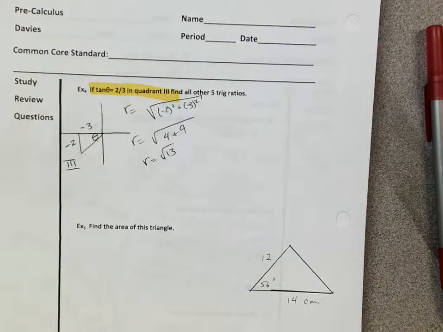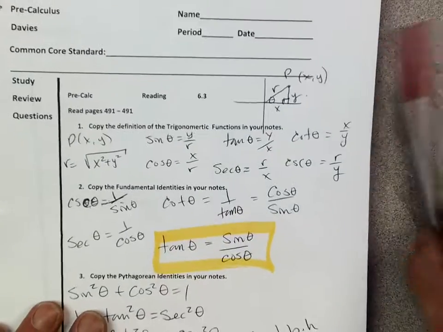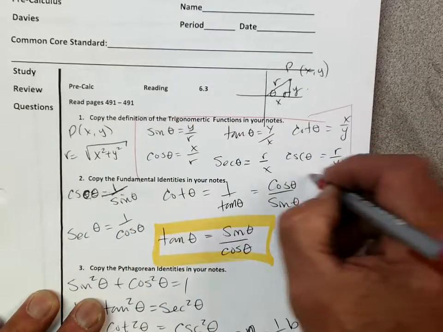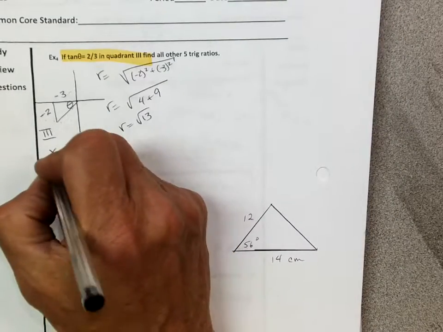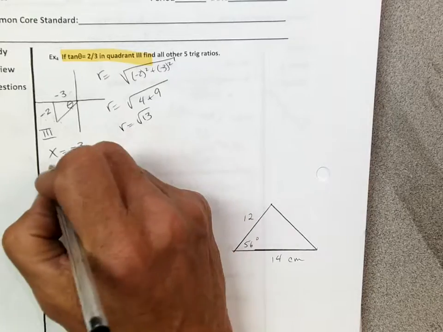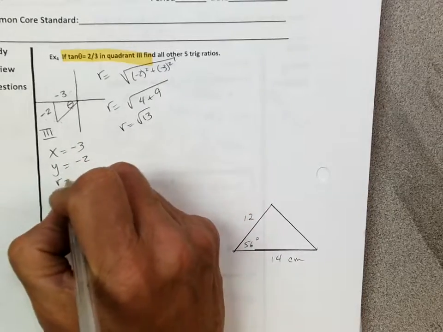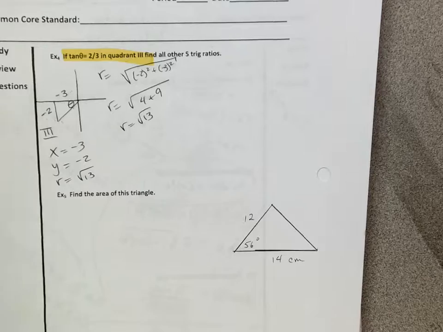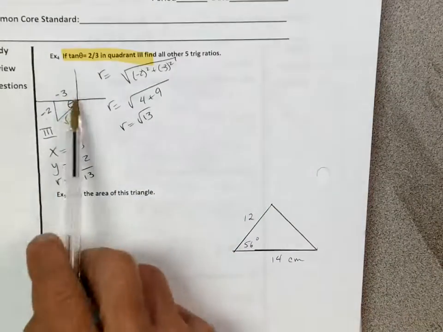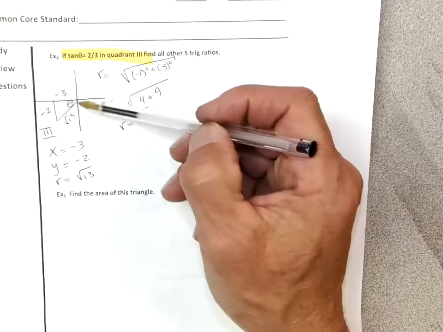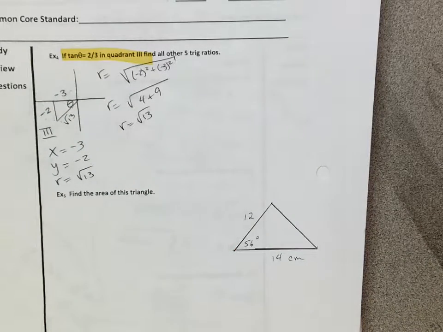Now I want all five trig ratios. I've got one of them, and they're easy. So let's write down what I know. I know x is -3, y is -2, and r is the square root of 13. The radius is always positive. Am I good so far? Does that make sense? Now it's just a matter of filling them in.